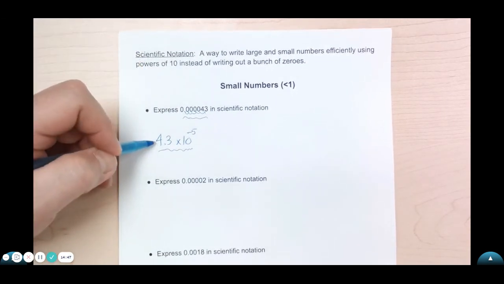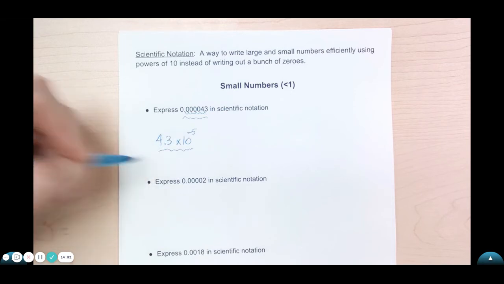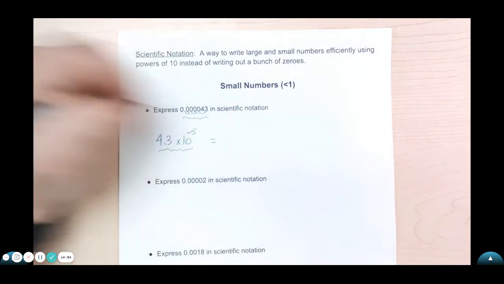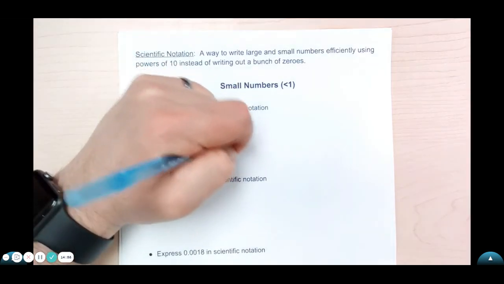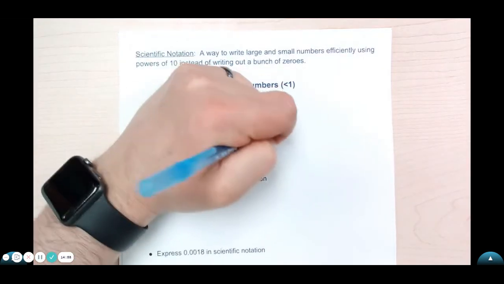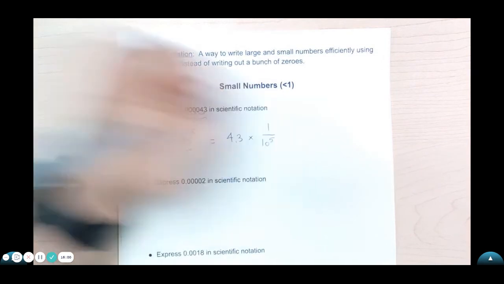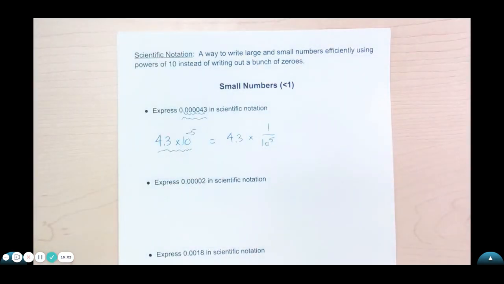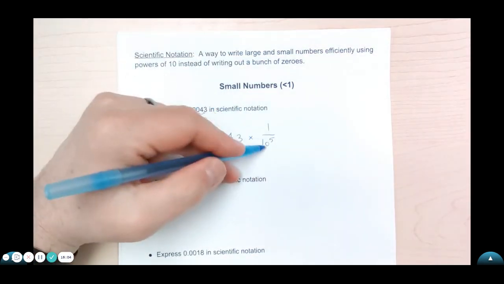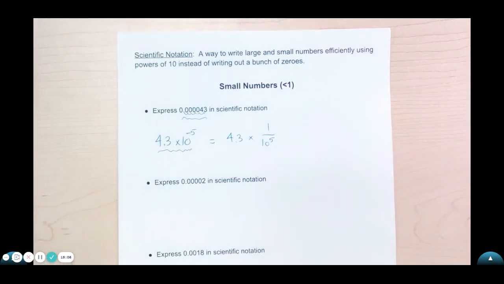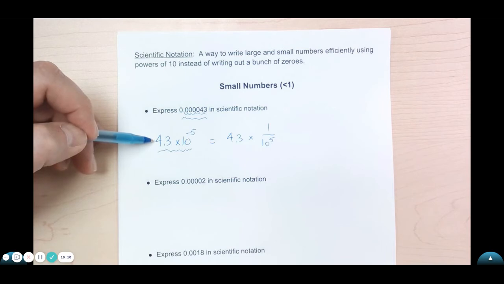Now in reality, what we're doing here is 4.3 times 10 to the negative 5th. That is 4.3 times 1 over 10 to the 5th. In other words, 4.3 times 1 over 100,000. That's kind of the middle step that doing the shortcut avoids.